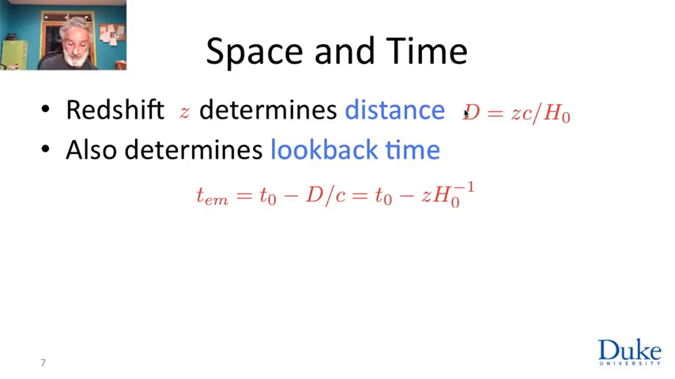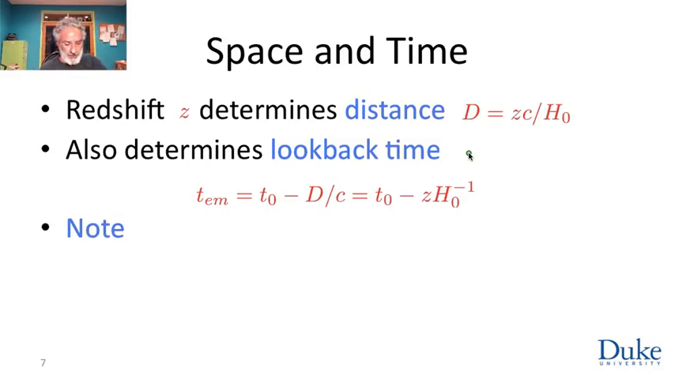The look-back time is simply the time that the light was emitted, which is t0, our notation for the present, minus d over c. This is how long it takes light at the speed c to cover that distance. Plugging in the value for d, we get that the time we see a galaxy at is t0 minus z times H0 inverse. Again, z is the fraction of the Hubble time, or the fraction of the age of the universe that has passed since the light was emitted by this galaxy. This gives us another exciting way to think about things.